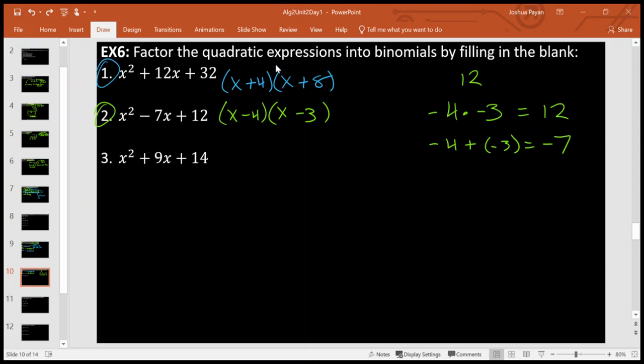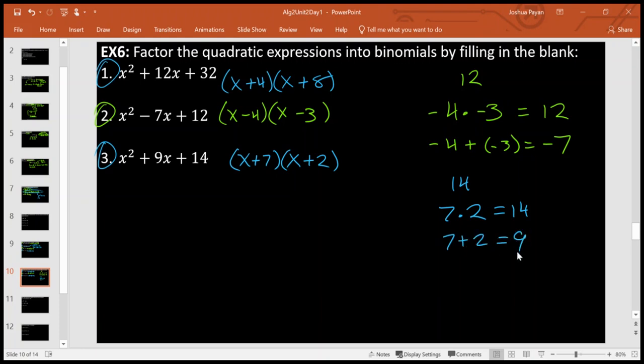Okay, one more time for this video. So again, we see a is 1. So we can just fill in the blanks. So x plus or minus blank times x plus or minus the other blank. And let's go ahead and do this. So c is 14. So we need the factors of 14 that will combine to give us 9. And in that case, that's going to be very simple. 7 times 2, and they're both going to be positive. 7 times 2 is 14. 7 combines with 2 to give me 9, which is what I need here.